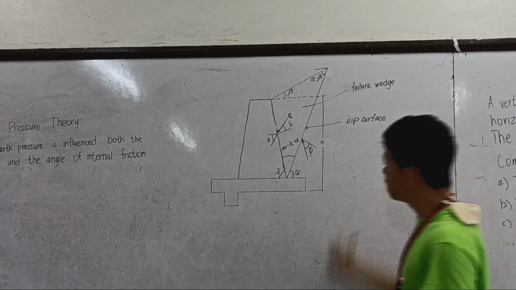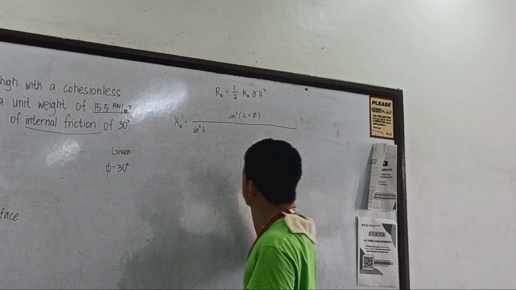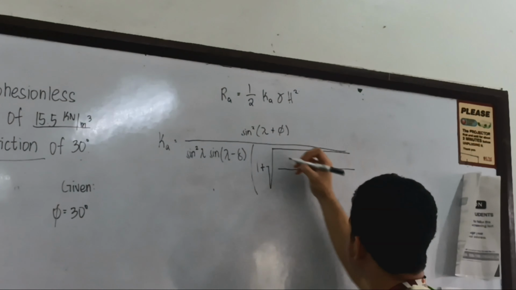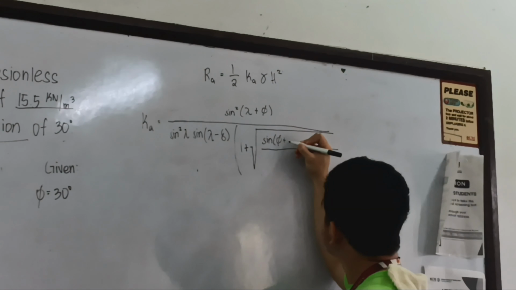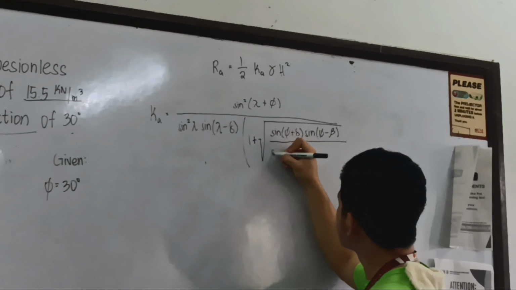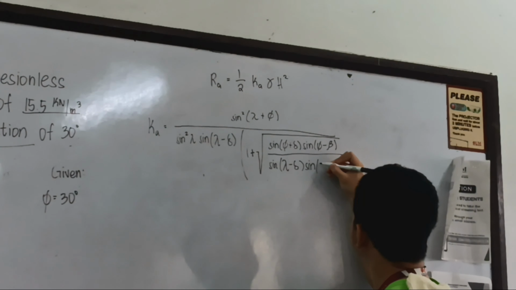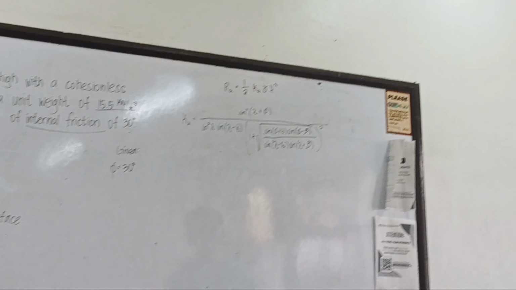So going back, sine squared of lambda plus phi over sine squared of lambda times sine of lambda minus delta, equals 1 plus the square root of sine of phi plus delta times sine of phi minus beta over sine of lambda minus delta times sine of lambda plus beta, all squared. So that is our formula for the coefficient of active pressure.